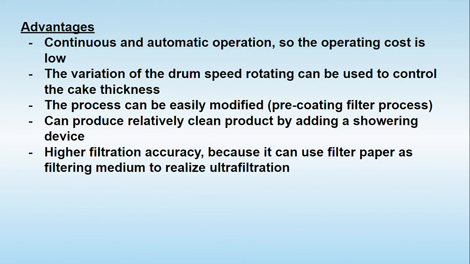The process can be easily modified. We can apply pre-coating with a filter aid on the filter medium, and that will also prevent blocking. We can also get a relatively clean product by adding a spraying device or the washing liquid. Here the filtration efficiency will be higher because it can use filter paper as a filter medium to realize the ultrafiltration.